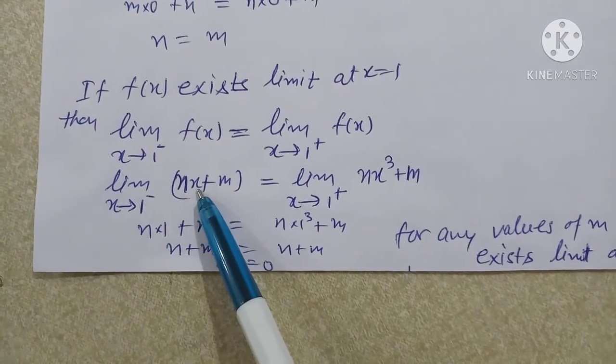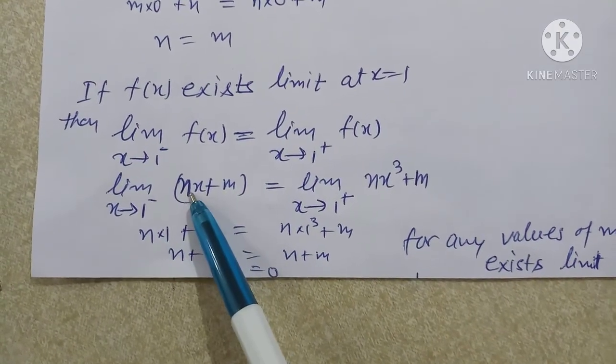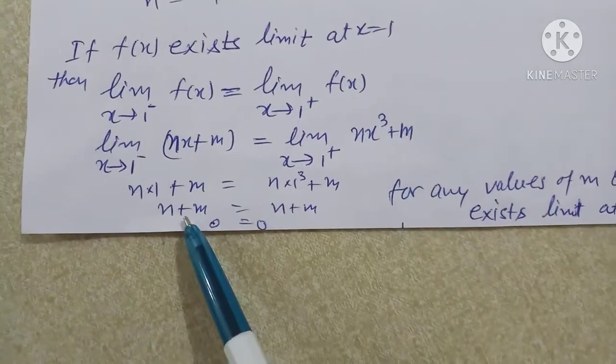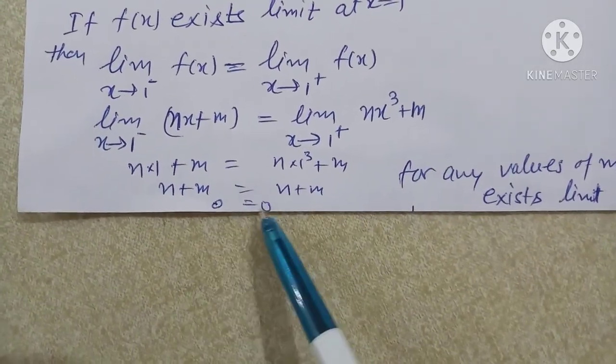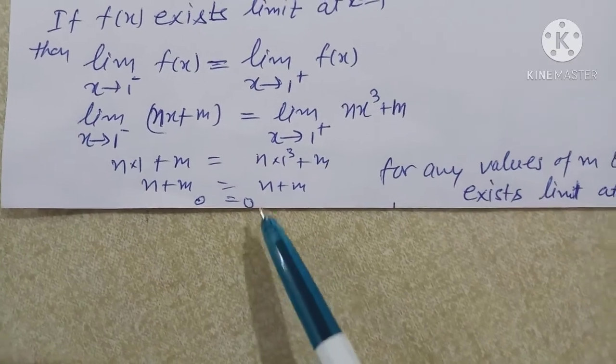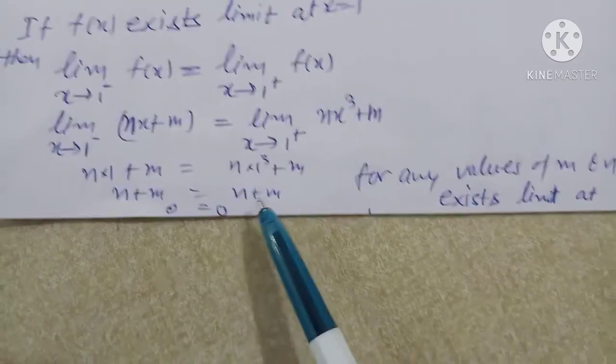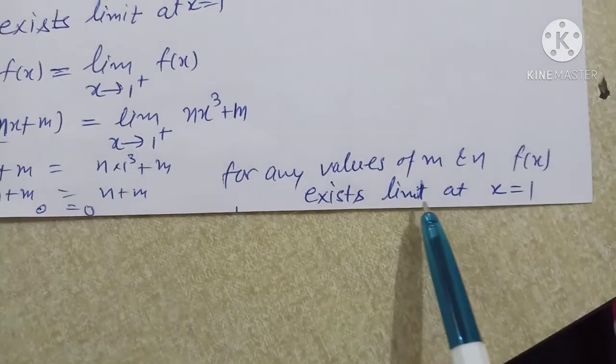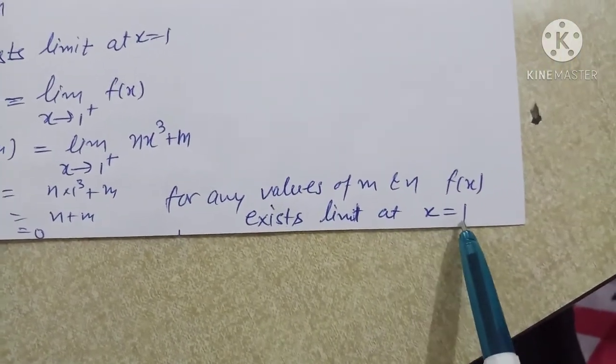Now put only 1 in place of x. So you will get n + m, and here also n + m. So n + m and n + m both cancel out. 0 is equal to 0. So for any values of m and n, the function's limit exists at x equal to 1.